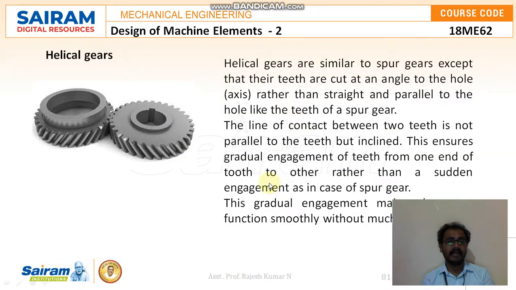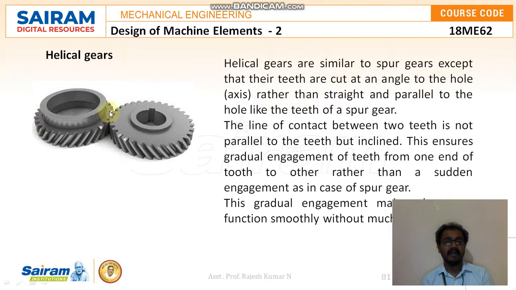But what about the helical gear? You can see in this helical gear that the shafts are almost parallel to each other, but in other ways the helical gear is different from the spur gear. Helical gears are similar to spur gears except that their teeth are cut at an angle to the hole axis rather than straight and parallel to the hole like the teeth of the spur gear. You can see this here.